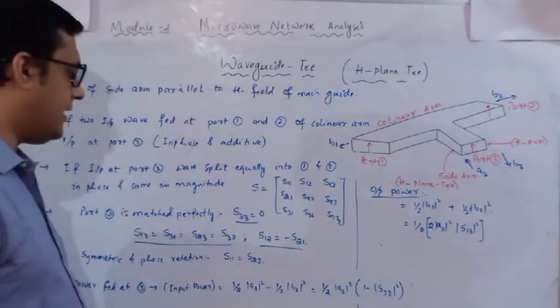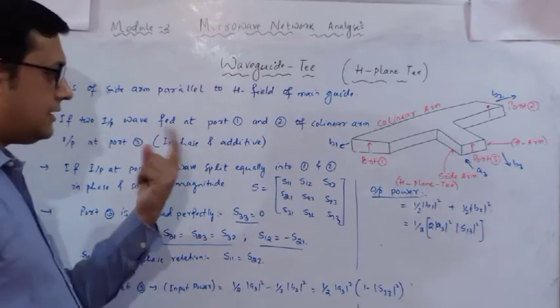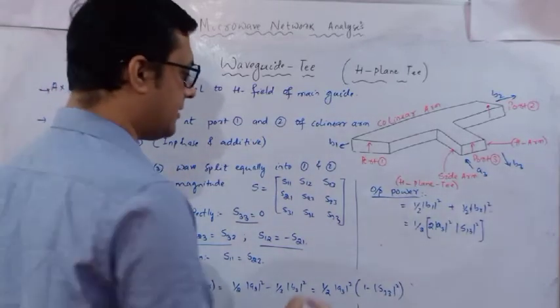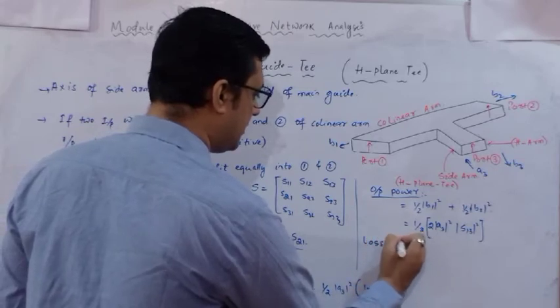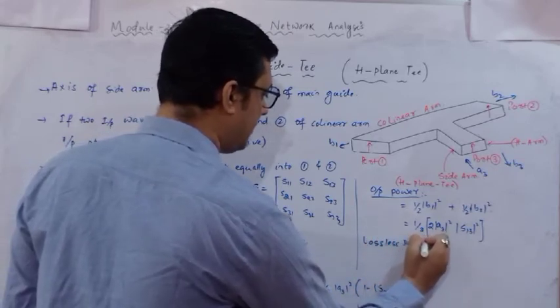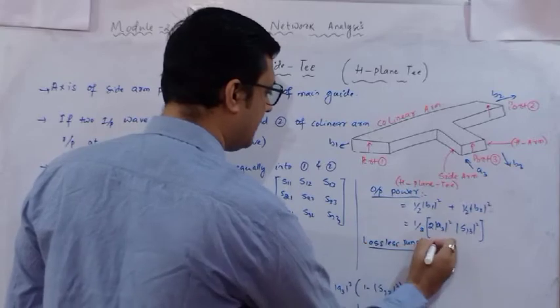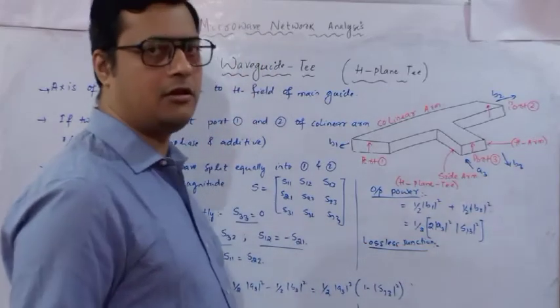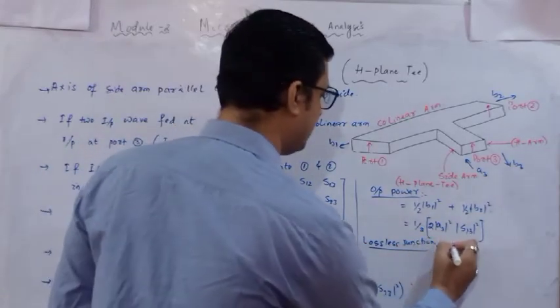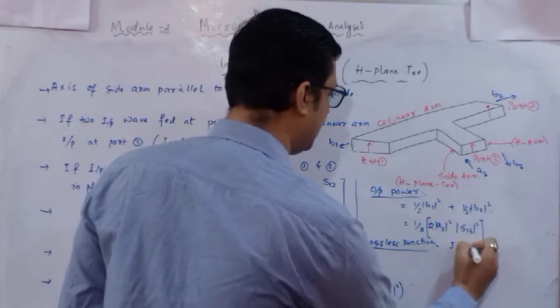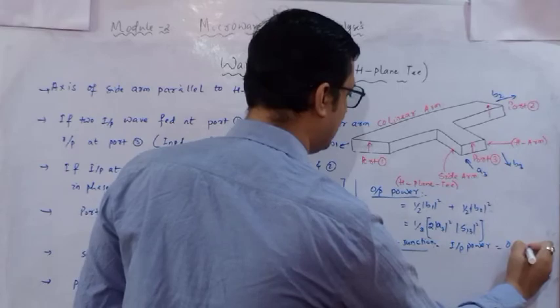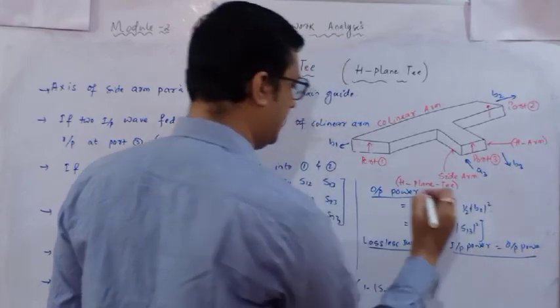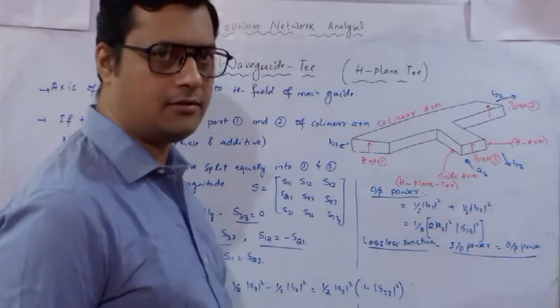Now here you can see, the junction is lossless in nature, as we have considered. So it is a lossless junction. If it is a lossless junction, your input power must be equal to the output power. Input power is equal to output power. So this is the consideration.